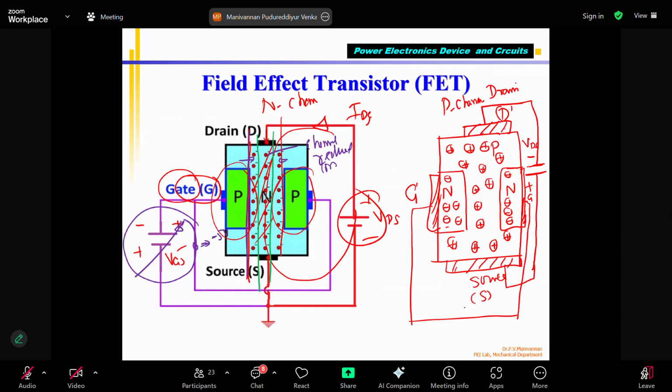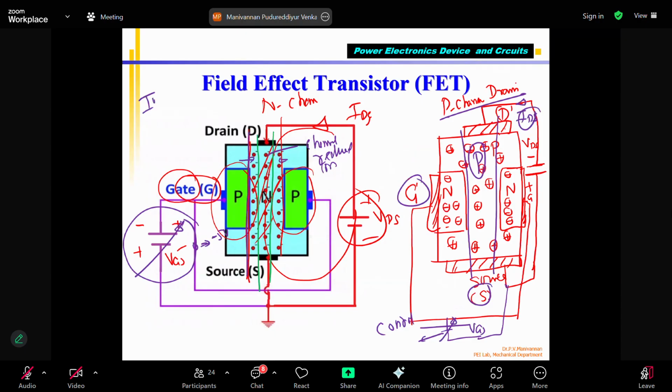So again, here you will apply a voltage with respect to source. Okay. So you can see that this is my channel. What is this material? P material. That's why they call it P channel material. Again, this is source. This is control voltage. Correct? This is control voltage. Due to this, what is the output? IDS. IDS is the current.